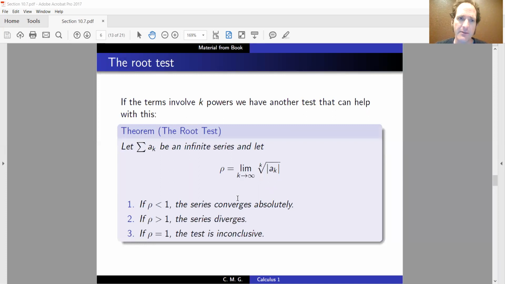So instead, we have another test. If you've got k powers, the root test will be able to tell you whether this thing is convergent or not. So you take the kth root of the absolute value of a sub k and take the limit as k goes to infinity. Same sort of deal. If this limit is less than 1, it's convergent. If it is big, it is divergent. And if it's equal to 1, it's inconclusive. So we don't know what happens. But if it's big or small, we can tell you what's going on.